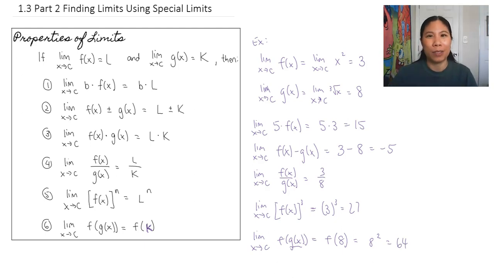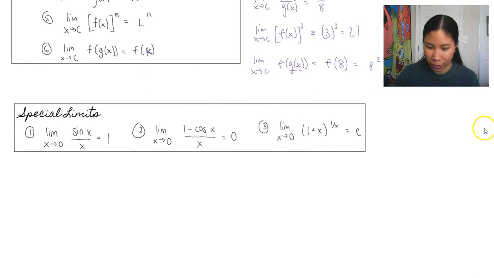So knowing those limits, or those properties of the limits, helps us use our special limits better. So our special limits are going to look like this.